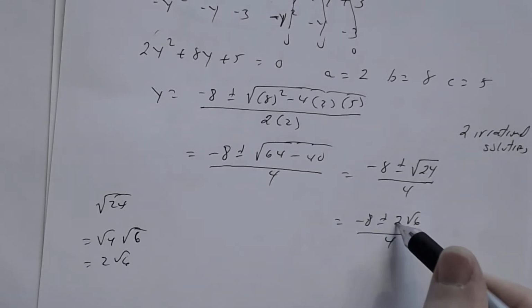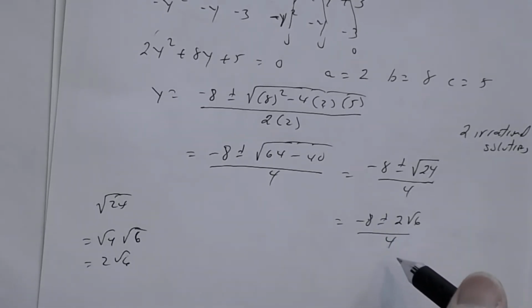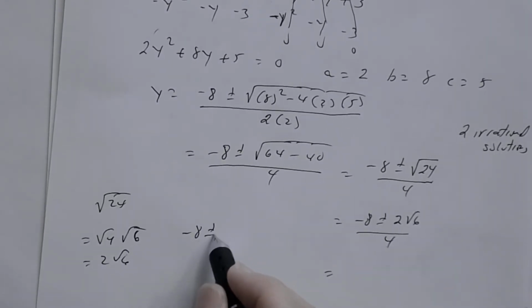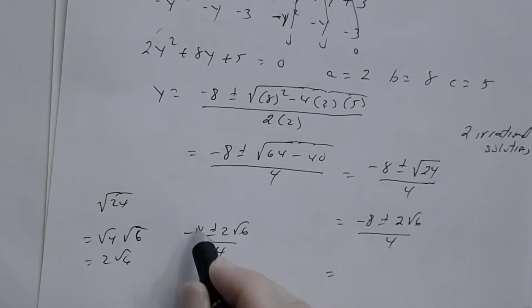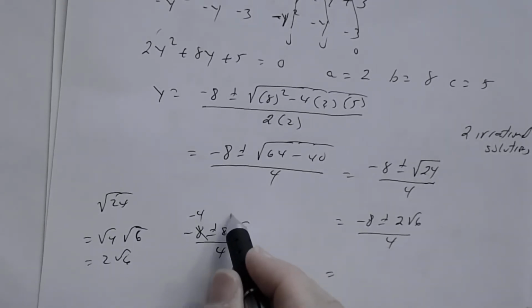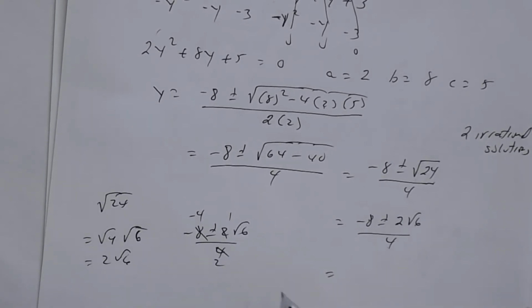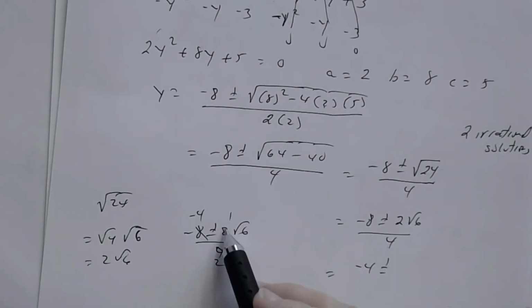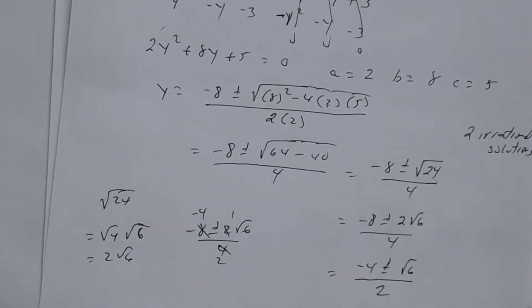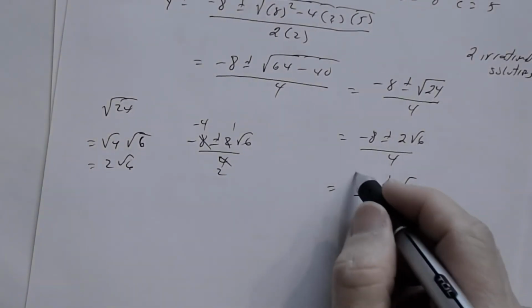Now don't leave your answer like this because you can simplify what you see. The negative 8, 2, and 4 are all divisible by 2. So I'm going to go ahead and rewrite this over. So when I reduce, negative 8 divided by 2 is a negative 4, 2 divided by 2 is 1, and 4 divided by 2 is 2. So this right here becomes negative 4 plus or minus. Now don't say 1 square root of 6, just leave it as square root of 6. That's the way we prefer to write it. All divided by 2. All right, and there's your answer.